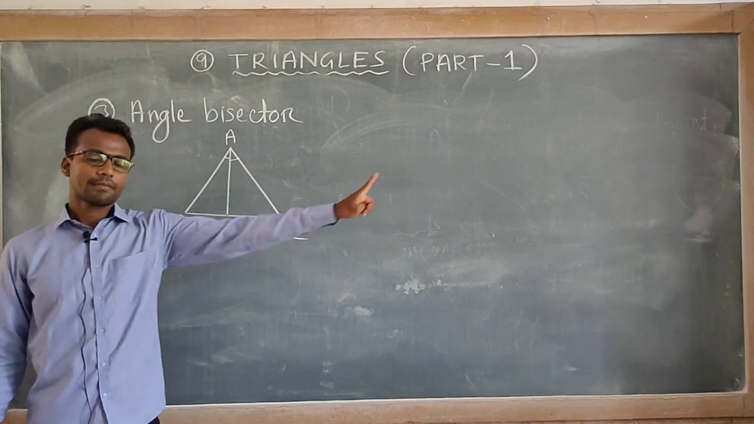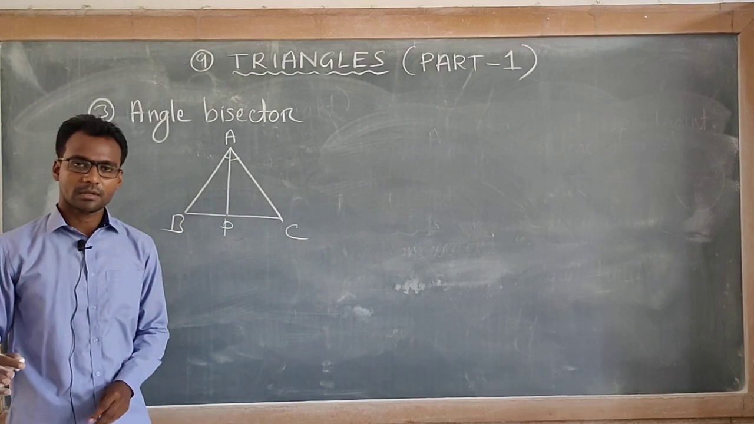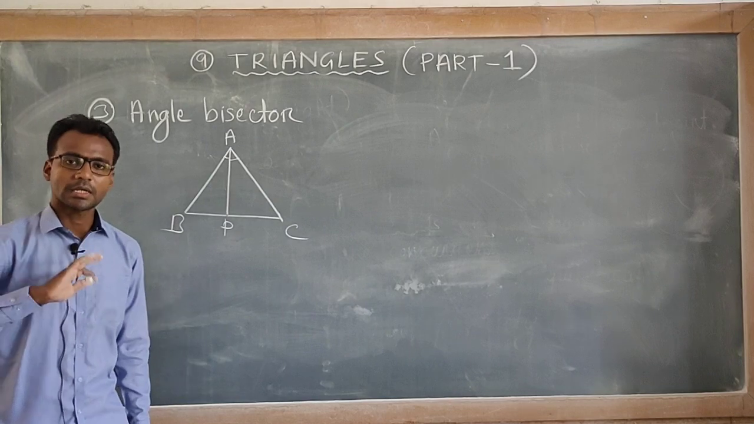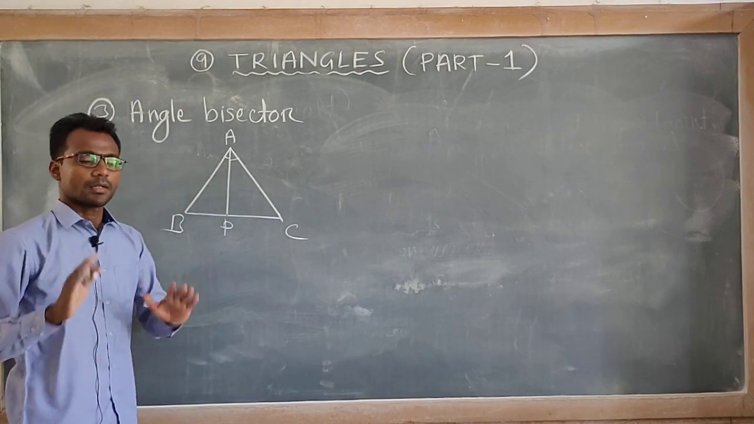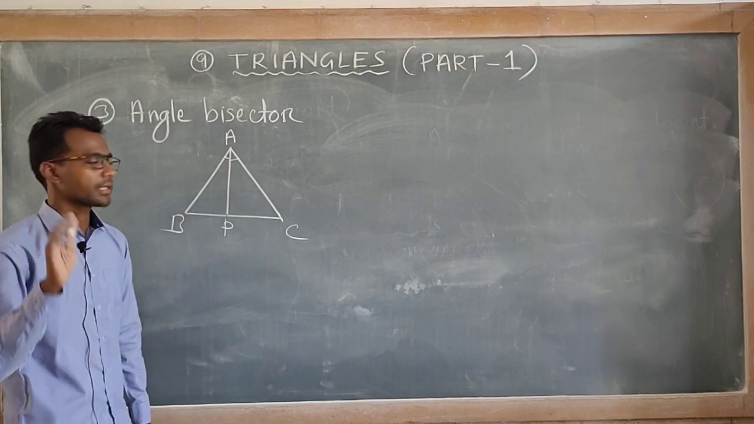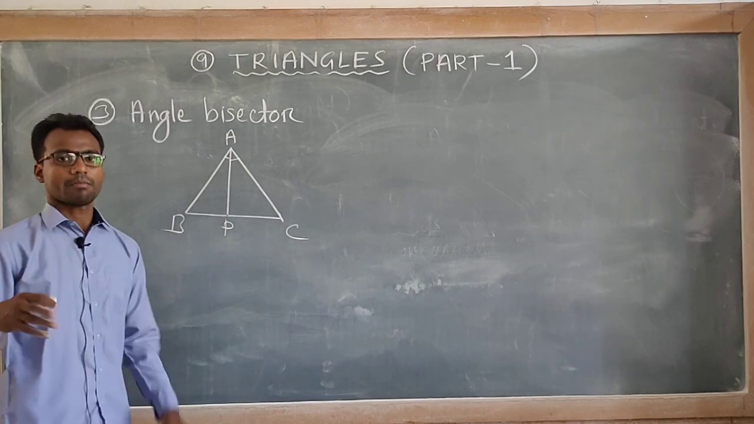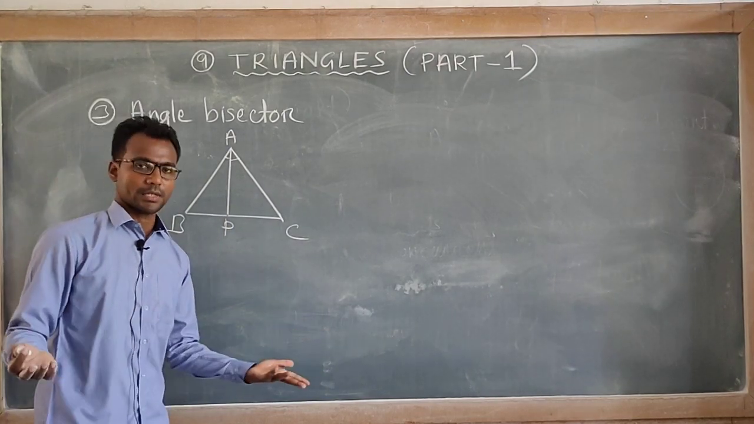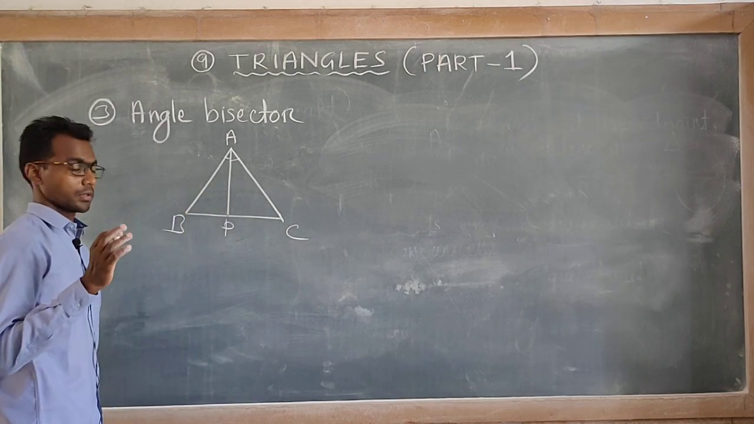So don't try to relate. Median is different, altitude is different, angle bisector is different. The fourth one will also be different. Here the angle is being bisected. That doesn't mean that this AP will bisect BC. So don't think that AP is altitude, or that AP is median. Maybe median, may not be median. We cannot say.